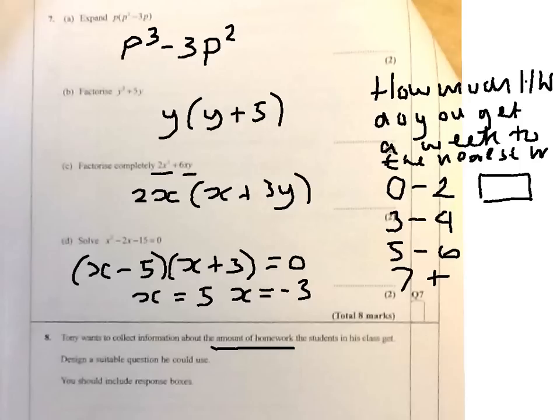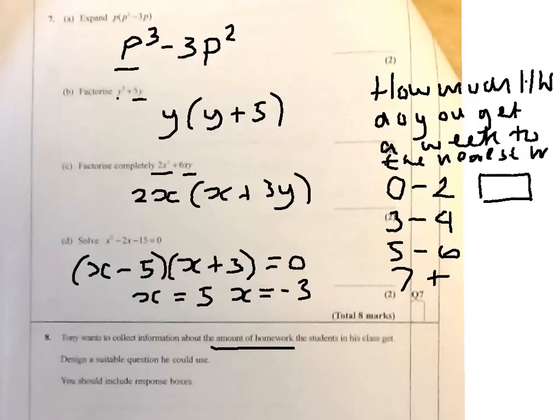Take the p out: p times p squared is p cubed, and p times minus 3p gives you minus 3p squared. Factorising y squared plus 5y, you've got a y in each term. Take the y out, and that leaves y plus 5 in the brackets, so when you expand it, you get y squared plus 5y.